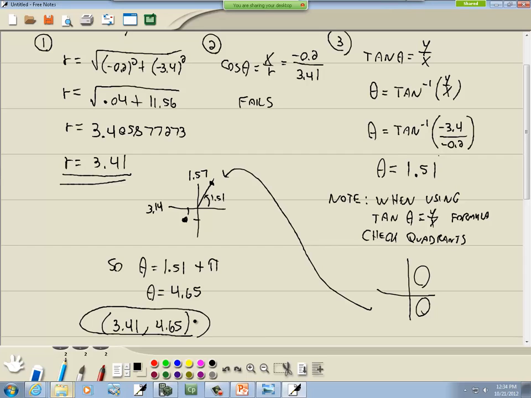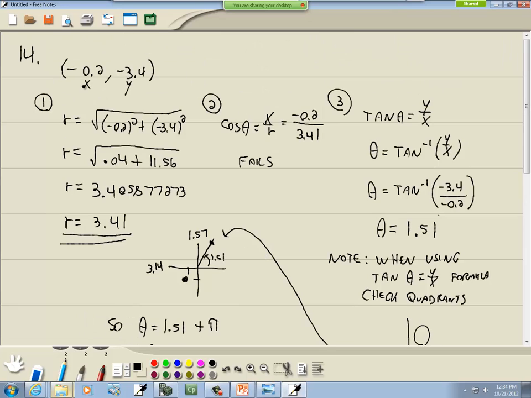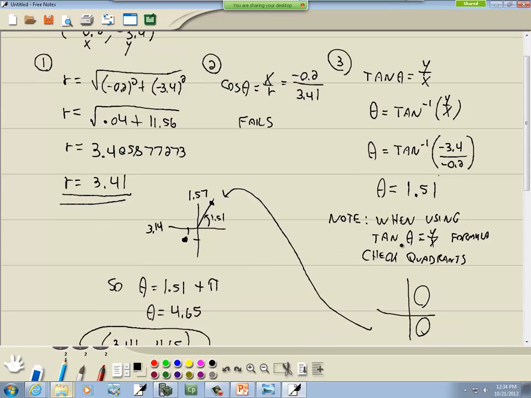Now let me recap that, because students have a little bit of trouble with that. We plotted these points, x was negative, y was negative. So I knew it was down in this quadrant. Doesn't matter where, I'm just looking at the quadrant. What I came up with was theta is equal to 1.51, which is over in this quadrant. And that's not the quadrant I wanted to be in. So to get to this other quadrant, I just added pi to it. And that got me over there.